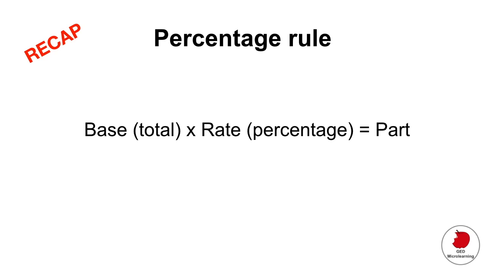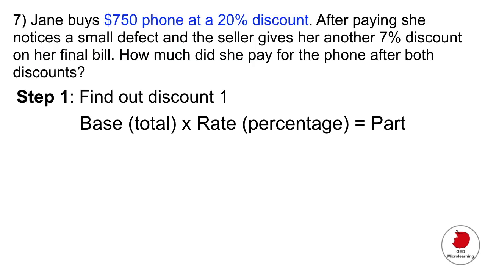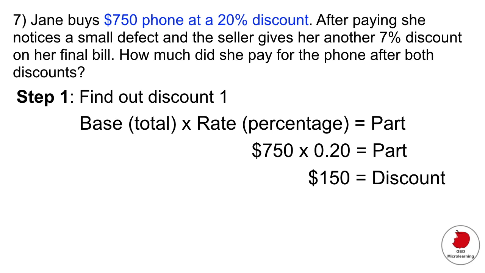It tells you that the base or the total amount multiplied by the rate or the percentage is going to give you the part. So in this case, we know we have the total amount, which is 750, and we have the rate or the percentage, which is 20%. So we want to find out the part, which is the discount that she got. So you just plug your numbers like that, 20% in decimal form, as you can see, and that is 150. So she got a 150 discount on the first, when she paid for the phone.